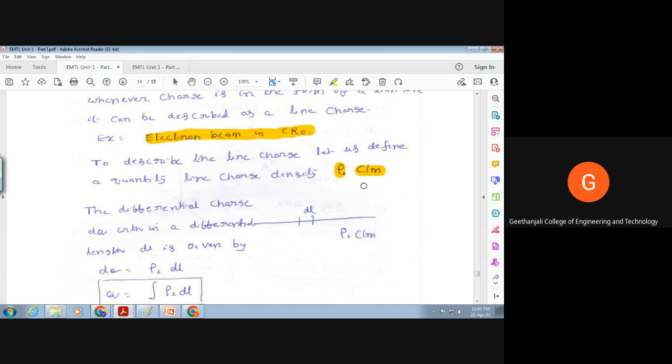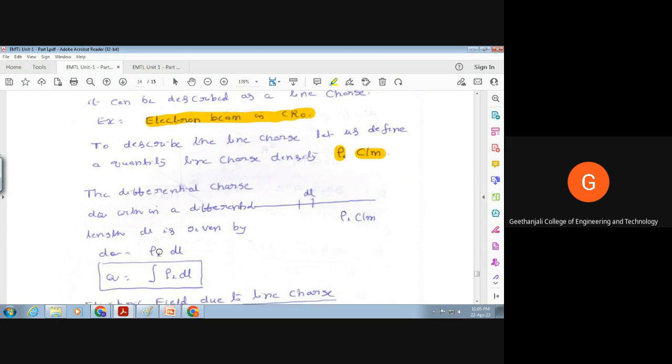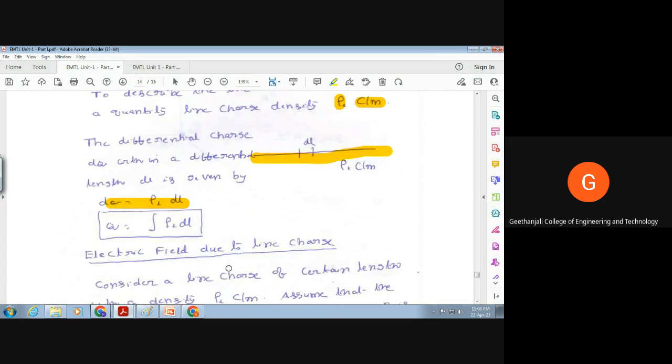If I consider a differential length dl, how much charge does it contain? Rho L into dl. So the differential charge in a differential length is given by dq is equal to rho L into dl. Suppose you have a line charge of some finite length. What is the total charge? Total charge q is equal to integral dq, that means integral rho L dl.